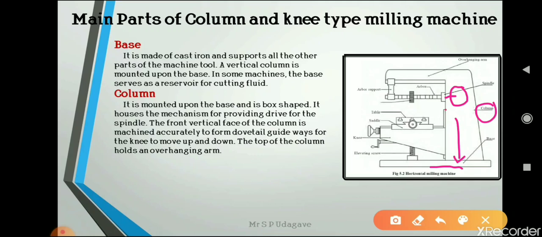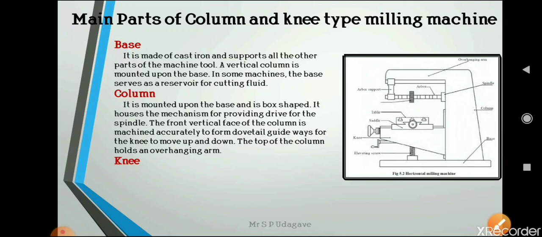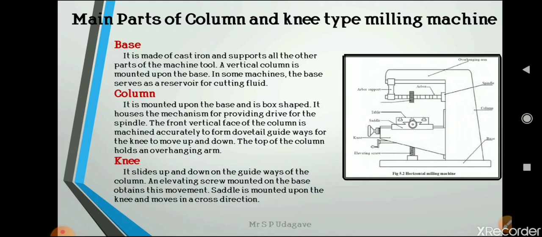You can see this is the front surface of the column, on which we mount the knee that moves up and down, and the upper portion, the overhanging arm, is connected with the column and supports the arbor. The next part of the milling machine is the knee. It slides up and down on the guideways, and the mechanism is provided through the elevating screw at the base of the knee.